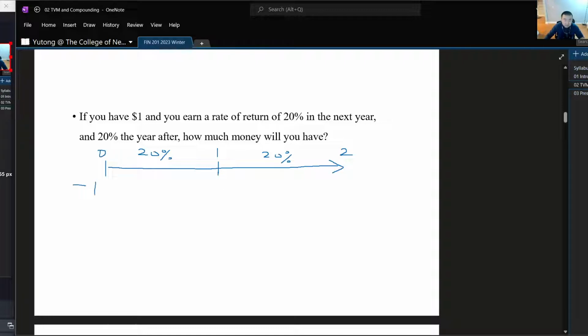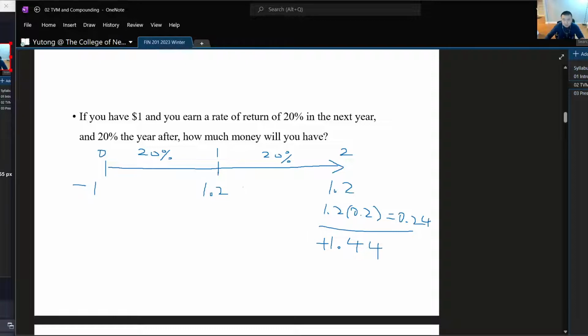So we begin with $1, and a year later we're going to have $1.2, because this is $1 principal plus 20 cents of profit. And 2 years later, how much are we going to have? We're going to have this 1.2, which is the principal at the beginning of the second year, and then we're going to earn a 20% return on this 1.2, which is 0.24. So in total, we have 1.44.